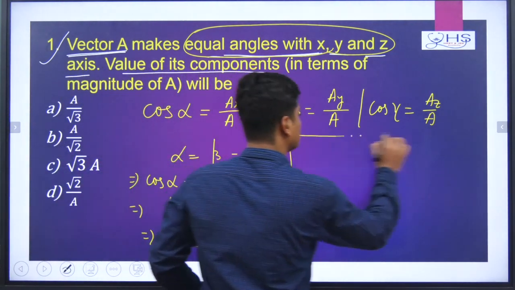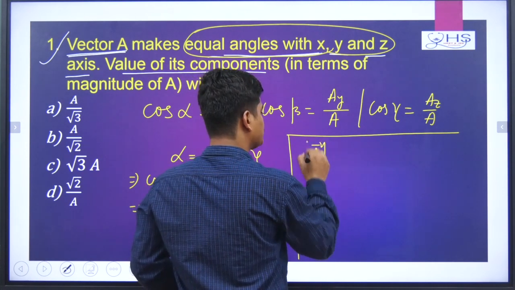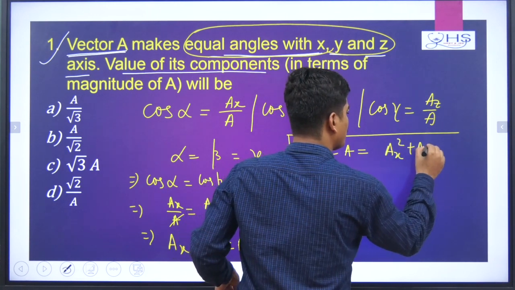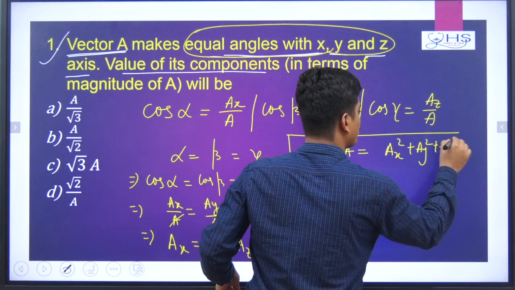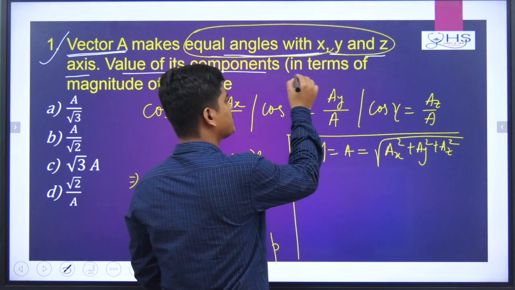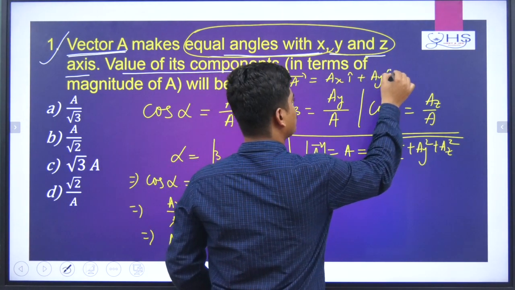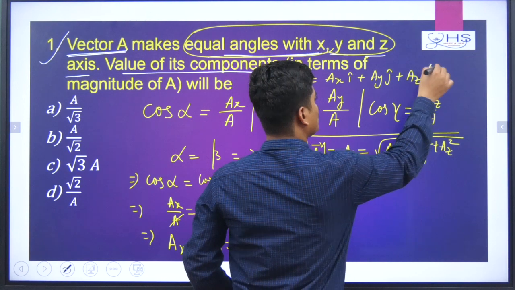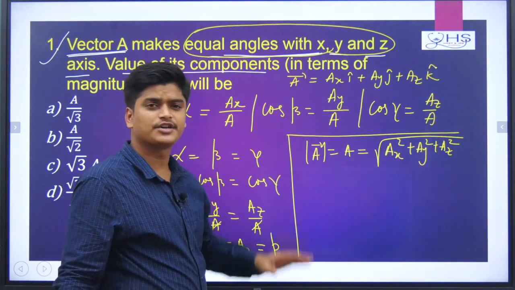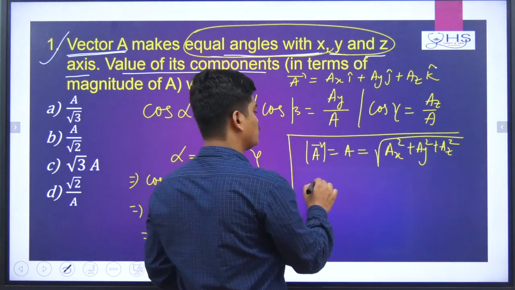Now we need to find this value of p in terms of the vector magnitude A. Now go for the vector magnitude. How much is the vector magnitude? That is A, and in component form it is the square root of Ax square plus Ay square plus Az square. If a vector is given like this, Ax i cap plus Ay j cap plus Az k cap, then its magnitude is the square root of coefficient of i squared plus coefficient of j squared plus coefficient of k squared.